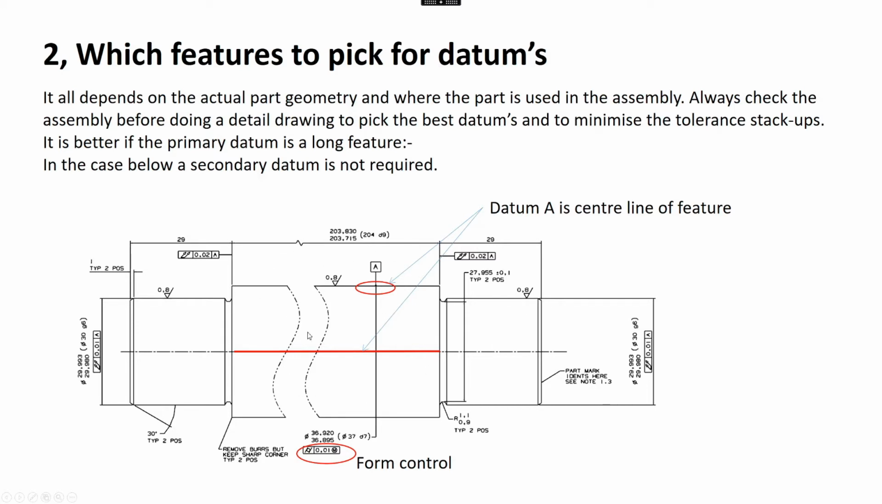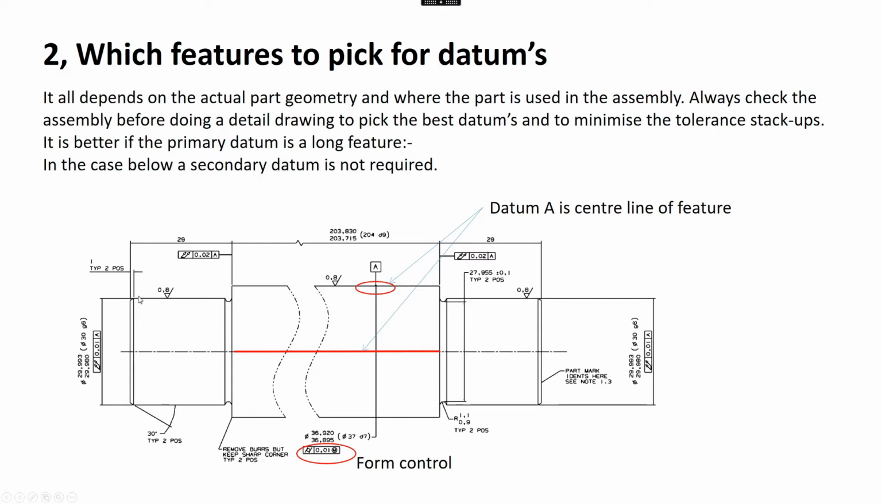So in this case, this part's been set up. Datum A is the center line of this diameter. And we've also got form control on this cylinder. So we've got cylindricity, and it's very tight cylindricity. And then we want to make sure that this end and this end run true to this diameter. So in this case, we only really want or need one diameter, this diameter A. Because it's such a long surface, controlling this to this is the best way about going about that.